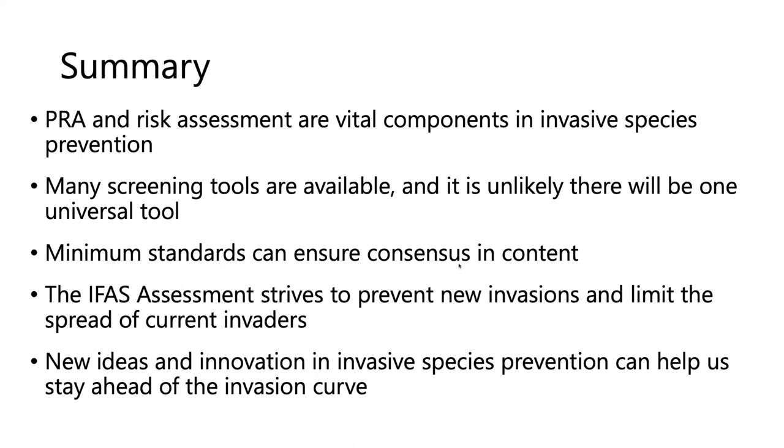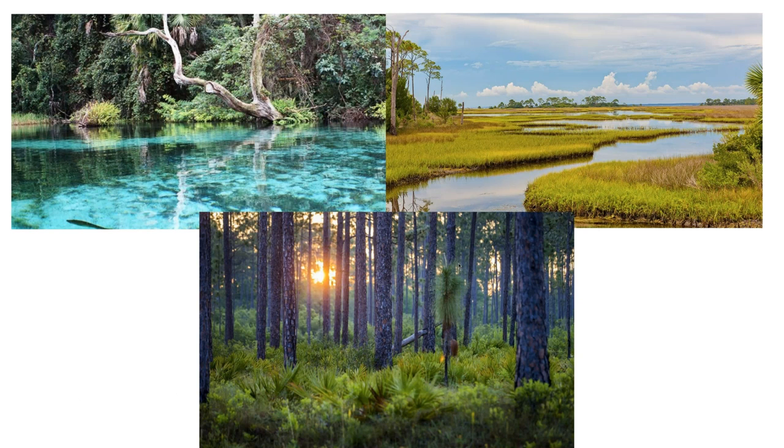And I think this is what is really going to help us stay ahead of the invasion curve. And here are just some shots of some of the most beautiful things I can think about in Florida. There's a pretty pristine spring. You can go down there, it's 72 degrees all year round. River of grass, the Everglades, and this bottom is a shot of the Apalachicola National Forest and the Panhandle. We have gorgeous natural areas here, and it's my passion, my mission to do what I can to keep those as pristine as possible.